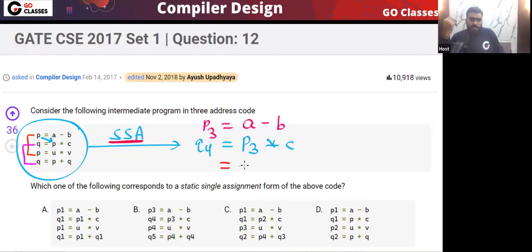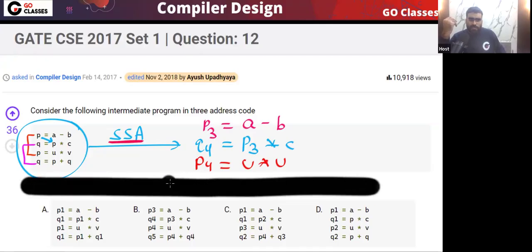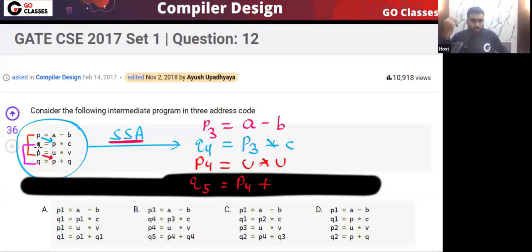Then next, you are doing U into V. You can use a different variable here. You can say P4. And then finally, you can use a different variable here, so you can use Q5 here. And this P must be this one. So this must be P4 plus, and this Q, which Q? This is your Q. So you can see this will be Q4. So finally, your answer is option B.